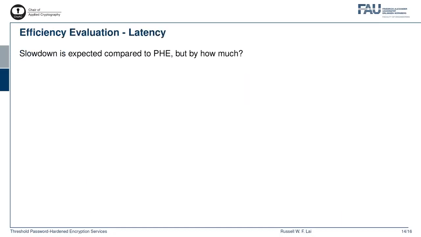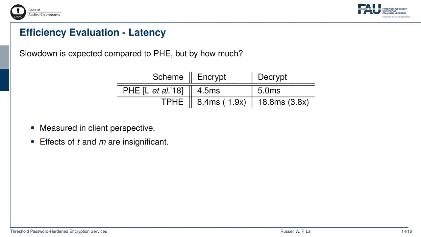We have evaluated the efficiency of our scheme and compared it to that of PHE. Note that a slowdown is expected, but we want to know by how much to see if it is worth it for the increased security. It turns out that in terms of latency, TPHE is around 2 times slower in encryption and around 4 times slower in decryption. Fortunately, the latencies are still well within the realm of milliseconds.